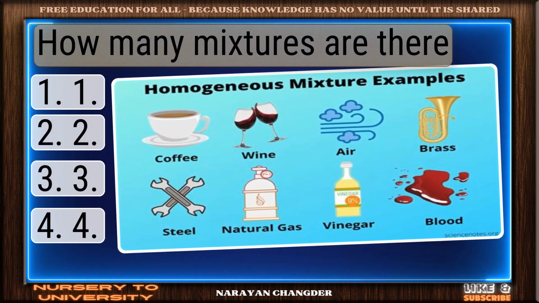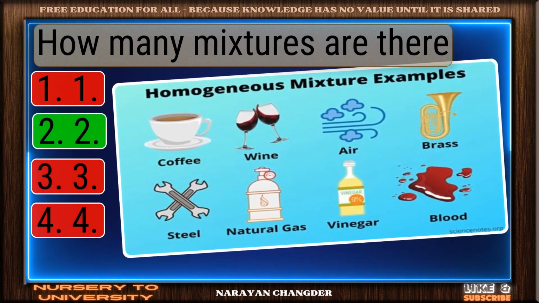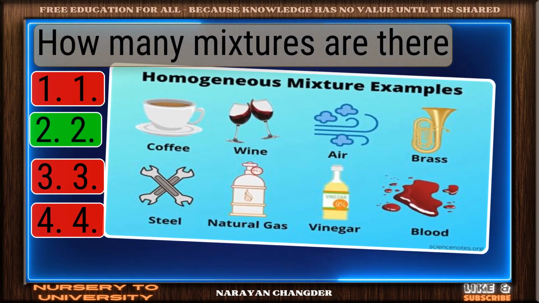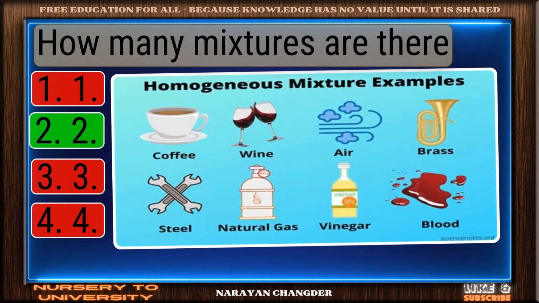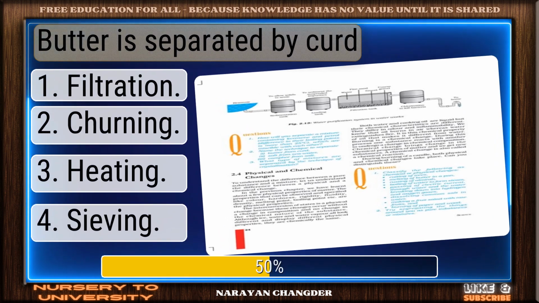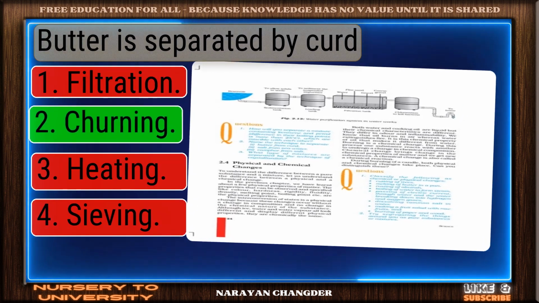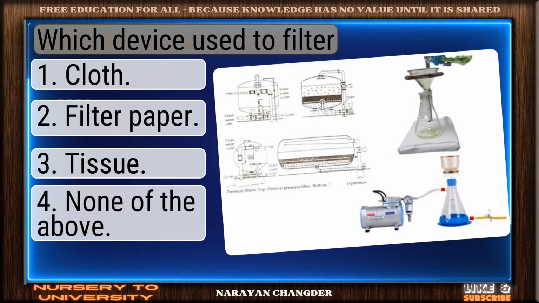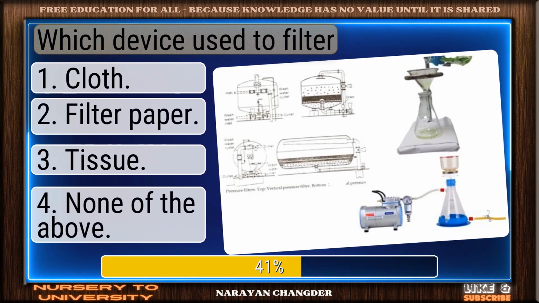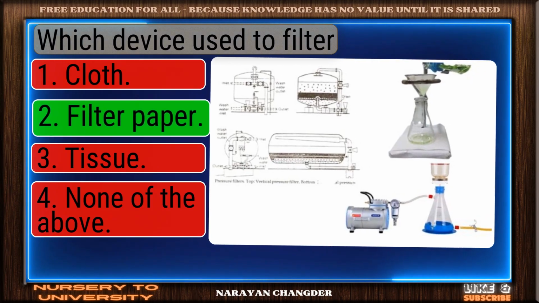How many mixtures are there? Clear logic. Your choice too is sound and 100% true. Butter is separated by curd. Sharp thinking. Churning is the right choice. Which device used to filter? Valid point. Filter paper is true.